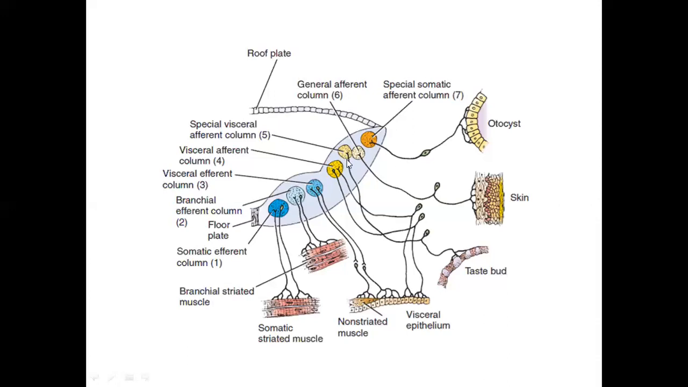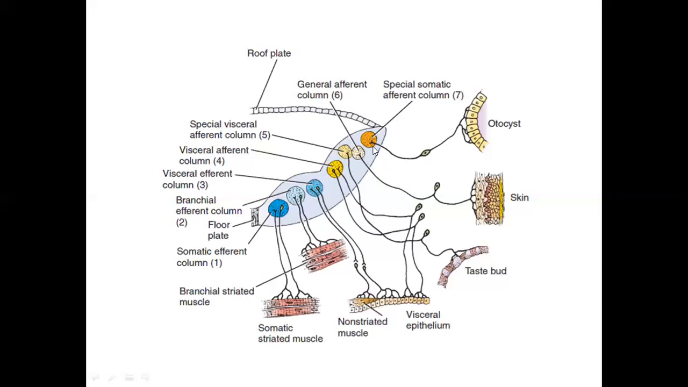Then in the brainstem, we have a special visceral afferent column, which is taking sensation from our special senses, that is the taste sensation. And then we have the general somatic afferent column, which is taking sensation from the skin. That is the skin from the auricle and the external auditory meatus in the case of head and neck, and general skin receptor sites in the case of spinal cord.